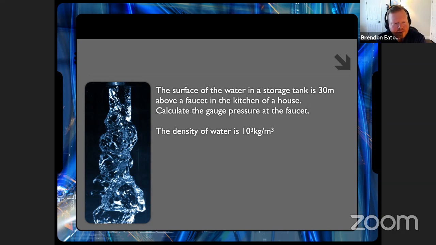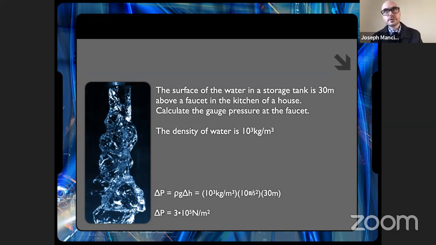So if I know the density of the fluid, which is 10 to the third, I know g is roughly 10, and I know the height of the water in the storage tank is 30 meters, all I have to do is multiply those three things together, and that gives me a pressure of 3 times 10 to the fifth newtons per meter squared. Newtons per square meter. That is a mouthful. I wonder what we'll call that.